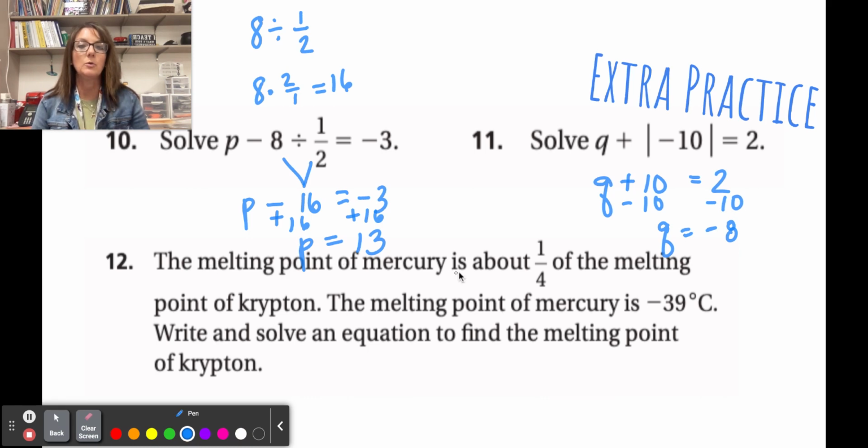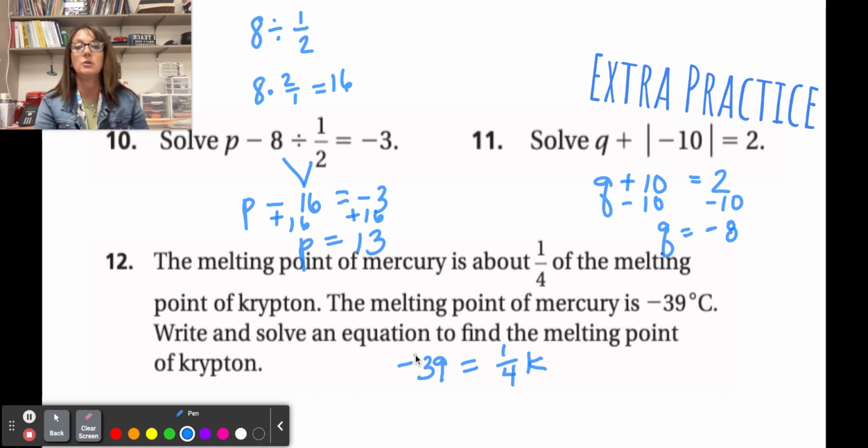The melting point of Mercury is about 1/4 of the melting point of Krypton. The melting point of Mercury is negative 39 degrees Celsius, and that's pretty much the first thing right here. The melting point of Mercury is equal. So I know that I can do negative 39 is equal to 1/4 of Krypton. 1/4 of whatever I want it to be, but I'll call it K for Krypton.